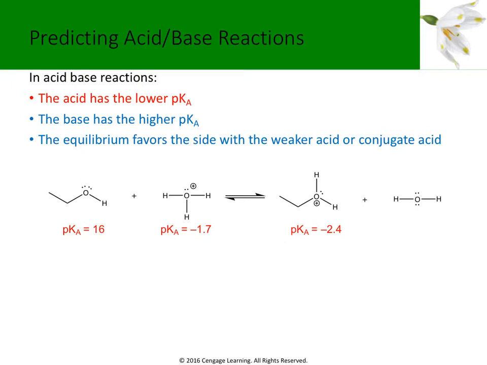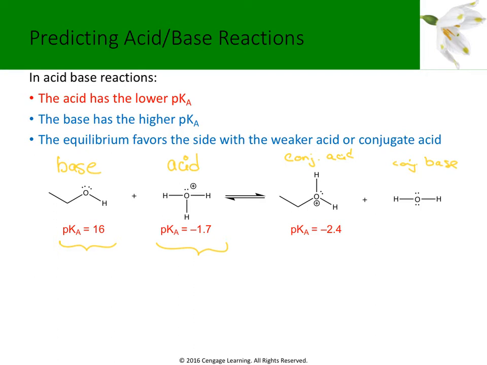So here we have ethanol and hydronium. So between a pKa of 16 and a pKa of minus 1.7, the hydronium is definitely going to be our acid because that has the lower pKa, which would mean ethanol, this compound, would be our base. Then over here we have the conjugate acid, and this would be the conjugate base.